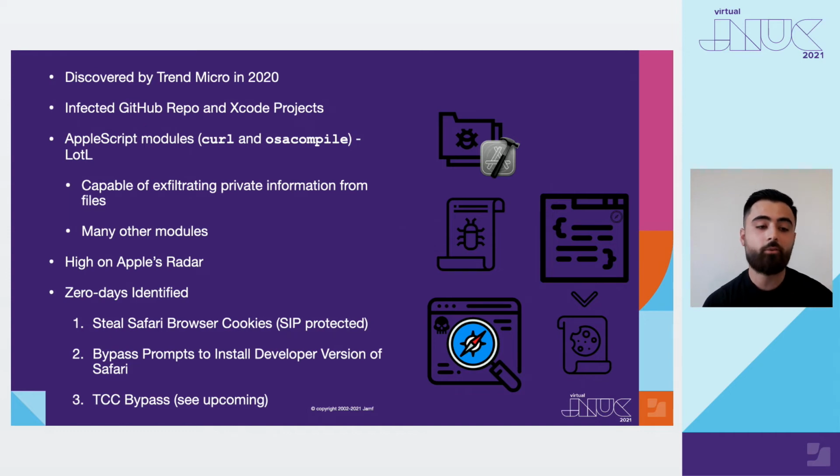Trend Micro identified two zero-days. The first is to steal Safari browser cookies. This essentially steals cookies via a flaw in the behavior of data vaults. The second is to bypass prompts to install a developer version of Safari. And this essentially allowed the attackers to hijack Safari and inject various JavaScript payloads. The third vulnerability, the TCC bypass, which was discovered in XCSSET malware earlier this year by us, we'll be going into a little bit more detail.